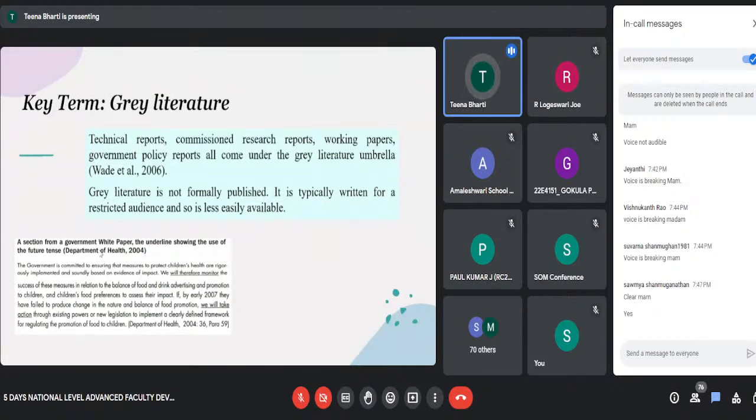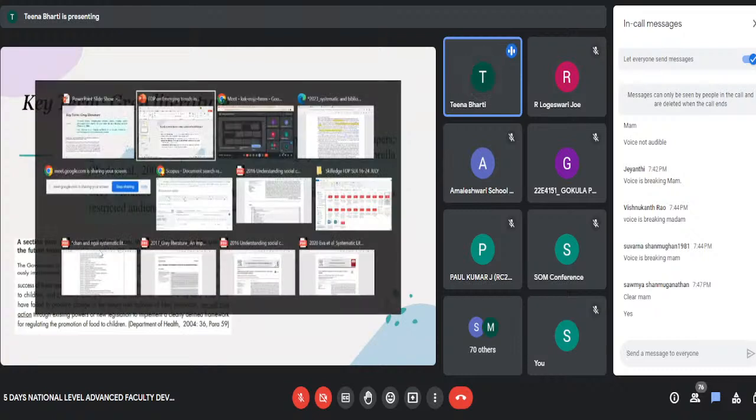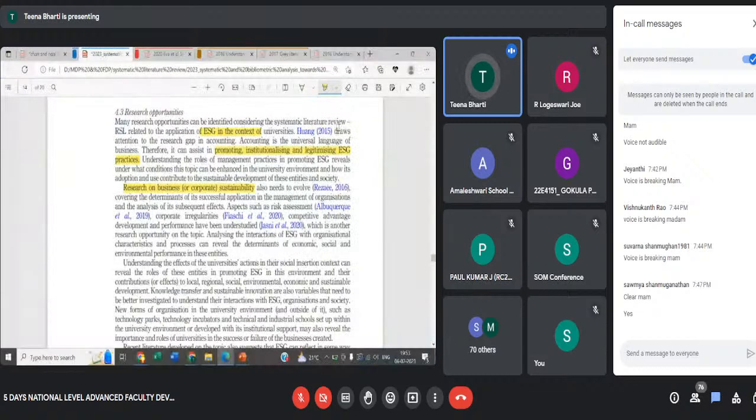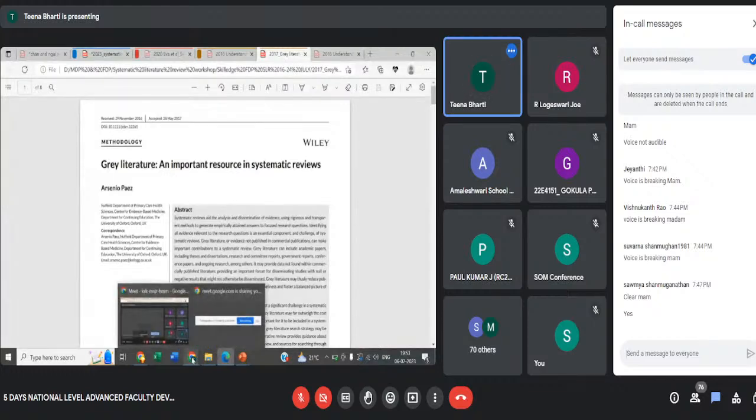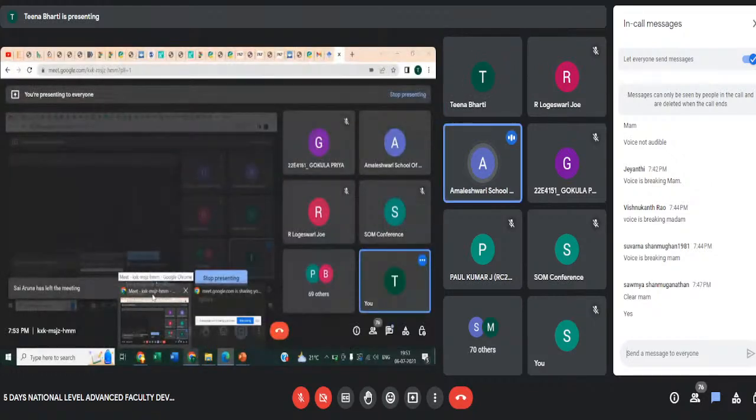Now there is one question which might come, that can we actually acknowledge this gray literature in our research? So I wanted to share one article with all of you. I hope that the screen is visible. Yes, Teena ma'am, it is visible.